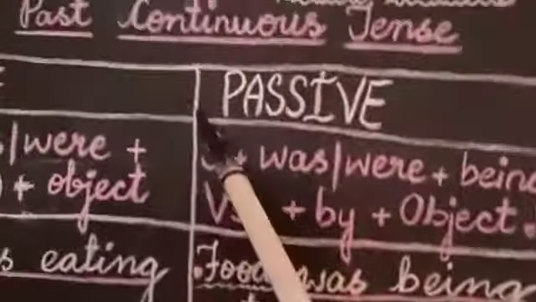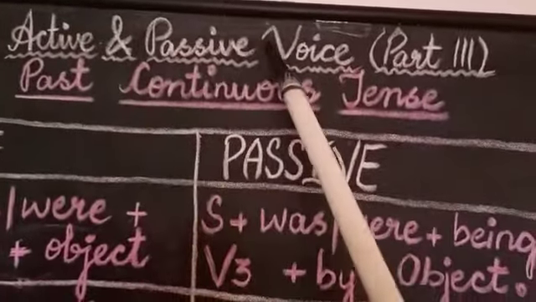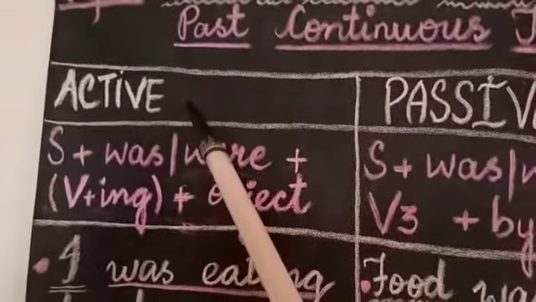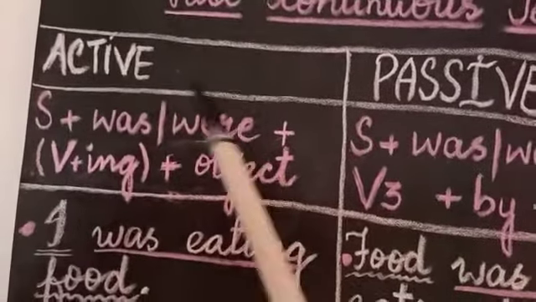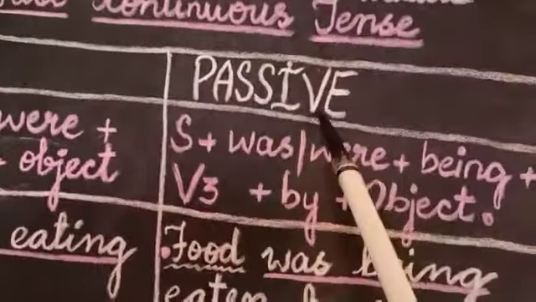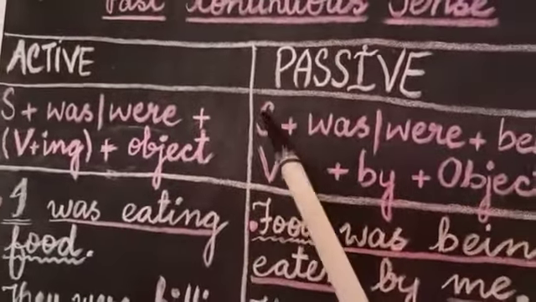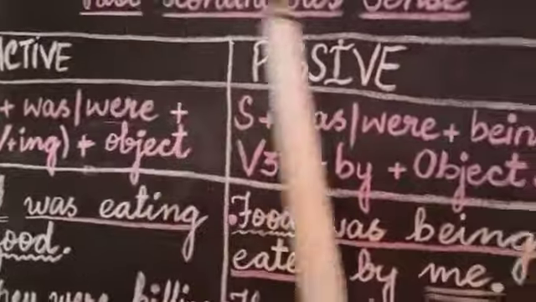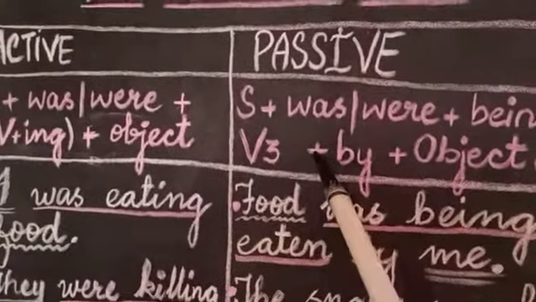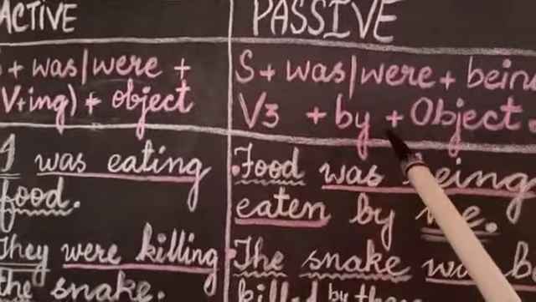So my dear students, today we learned active and passive voice for past continuous tense. We learned the active structure is subject plus was or were plus the ing form of the verb plus the object. And in passive voice, we know the object becomes the subject and the subject becomes the object. And we use the third form of the verb in passive voice and this preposition by also.